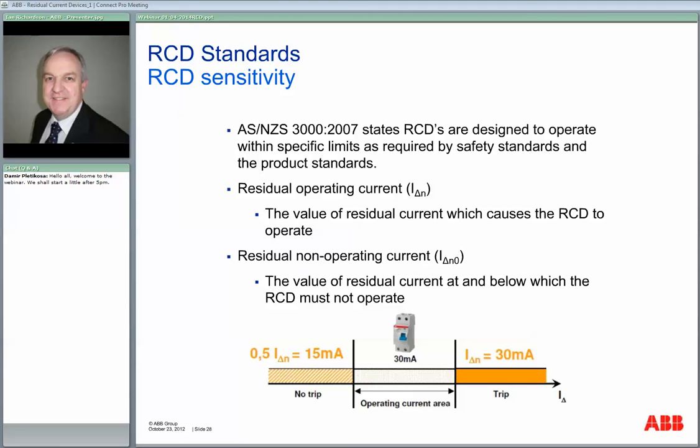In AS3000, another question, there is a type F that is sensitive for high frequency but not DC. That could well be the case. In the products that are generally available right now, we don't see a type F terribly much. We tend to only have the type AC, the type A and the type B.